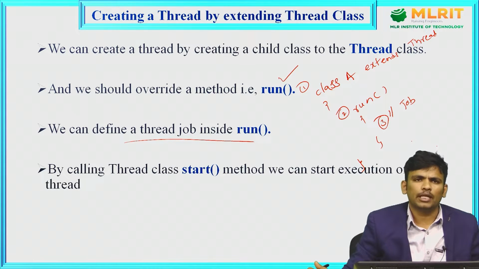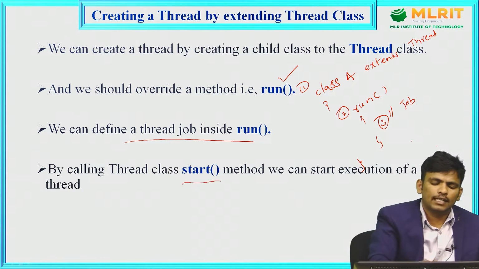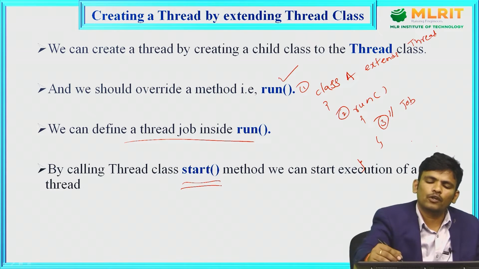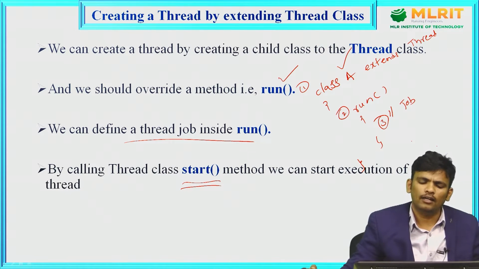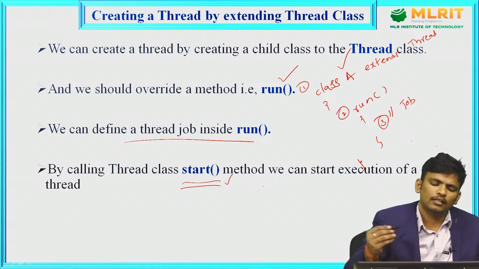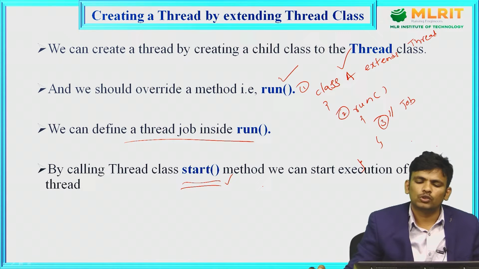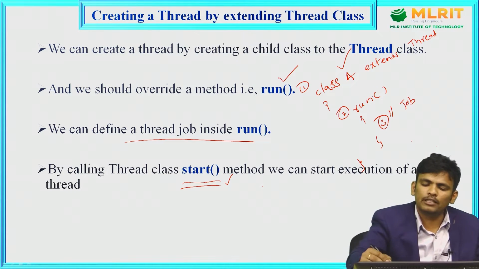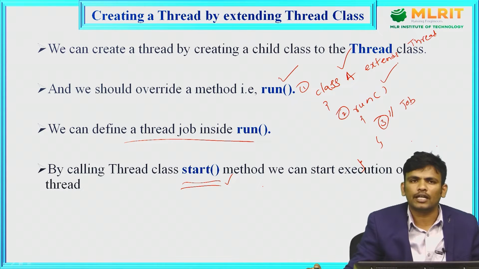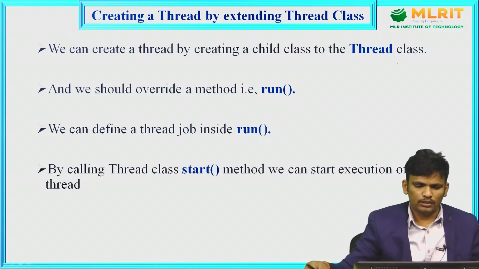In the fourth step, we need to call the start method. We need to create an object of the class and call the start method. If you call the start method, only then will a new thread be created and the run method be executed. These points I am now going to explain programmatically.